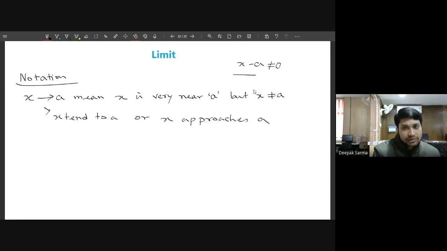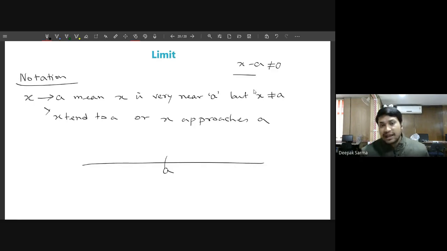That is, x minus a is a very small number, maybe positive or maybe negative, but it is not equal to zero. On the number line, if I consider a to be the number somewhere here, x is very close to it, meaning x lies somewhere in this neighborhood, maybe towards the right, maybe towards the left. But in mathematics, we must define it precisely. What do we mean by neighborhood, or how close it is?